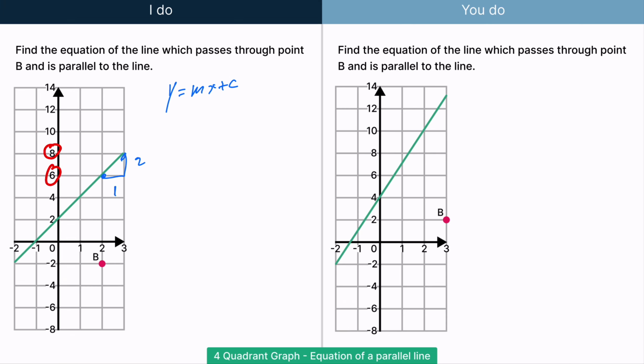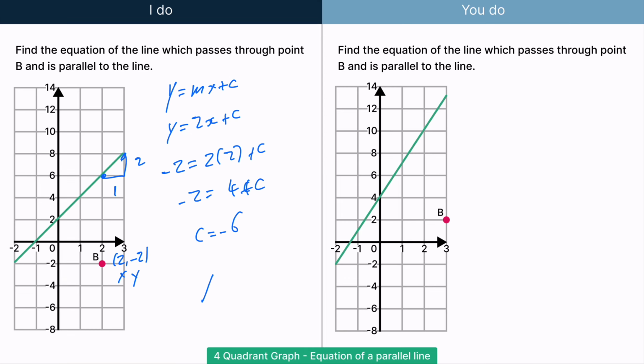Okay, we're not counting squares here. We're actually counting where we're starting and where we're going to. So the gradient this time is 2 over 1, which is 2x. So all I need to do now is substitute these coordinates in. So that is going to be 2 and negative 2. So negative 2 is equal to 2 bracket 2 plus c. Negative 2 is equal to 4 plus c. So c is equal to negative 6. So my final answer is y is equal to 2x minus 6.